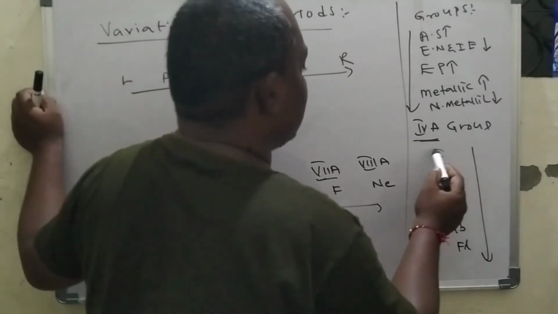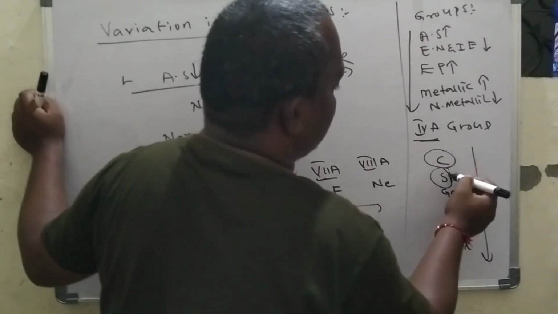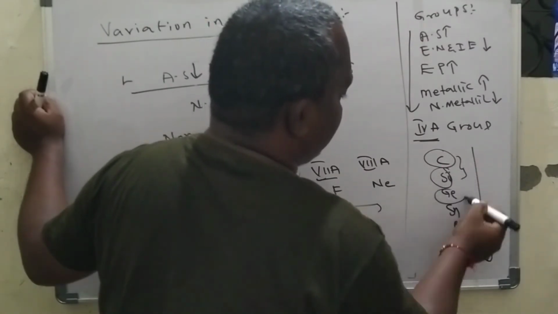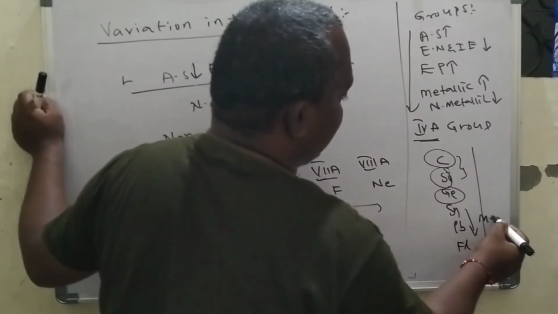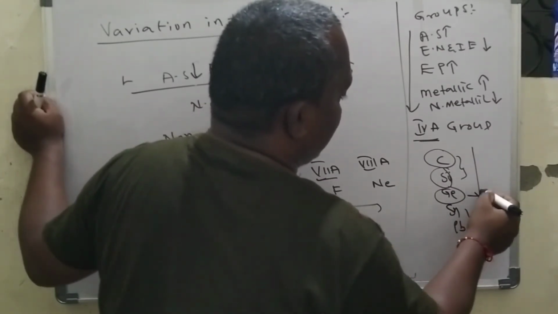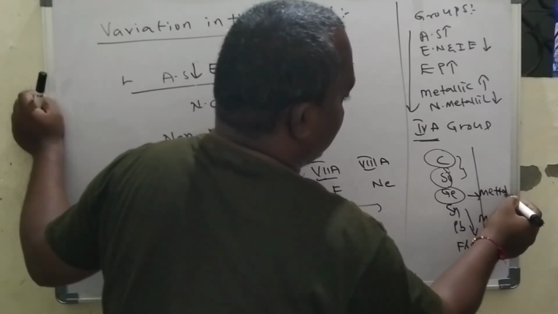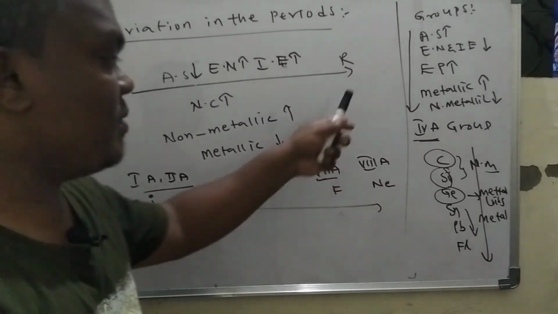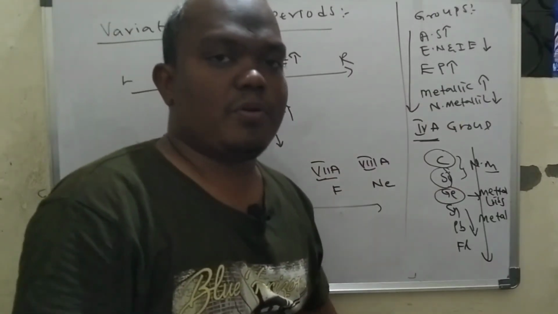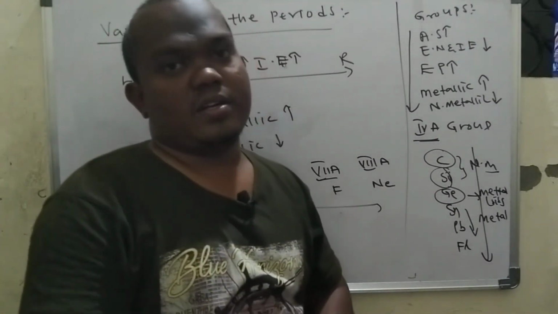Carbon and silicon are considered non-metals, germanium acts as a metalloid, and tin and lead act as metals. So when we go from top to bottom, the metallic character increases and non-metallic character decreases.